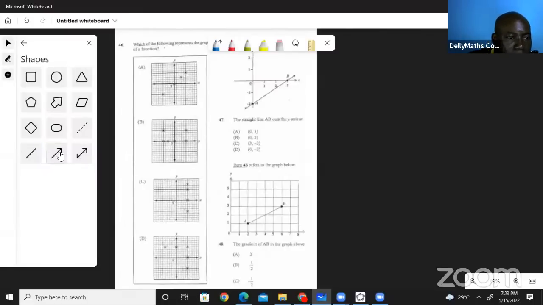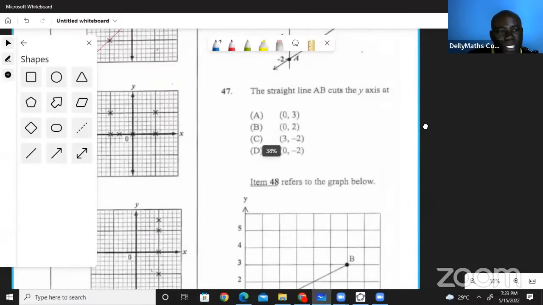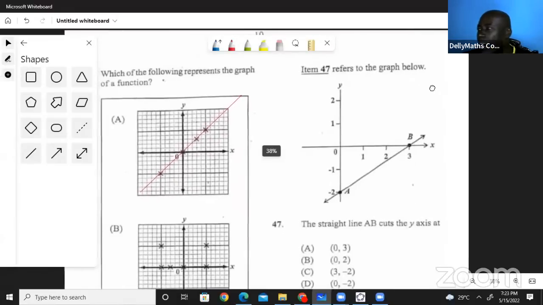I could just draw the straight line for you right now. Here is a nice little straight line right there. That's a straight line that we're getting for that one. So if you see a straight line, it is definitely a function. So I put function on that one. It's a straight line connecting all of those.